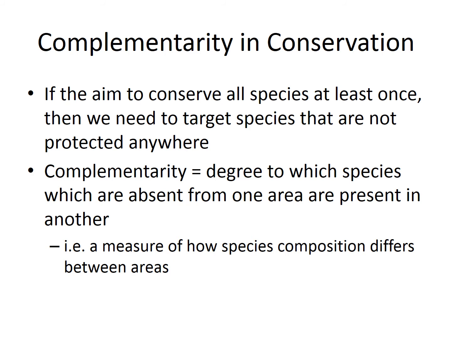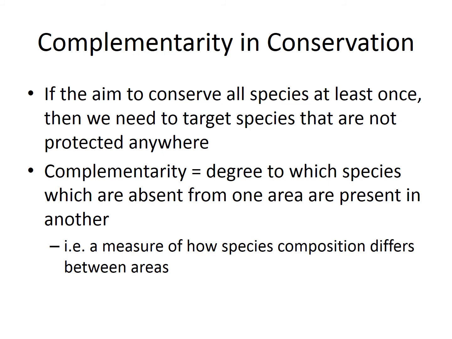This idea then is called complementarity. It's based on the principle that if we want to have every species protected within a conservation network, when we're adding areas, when we're proclaiming new reserves or targeting areas for conservation, then we need to be selecting areas to target species that aren't already protected in an existing nature reserve.